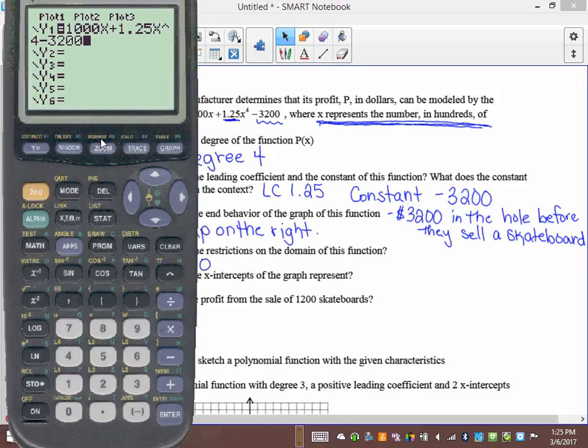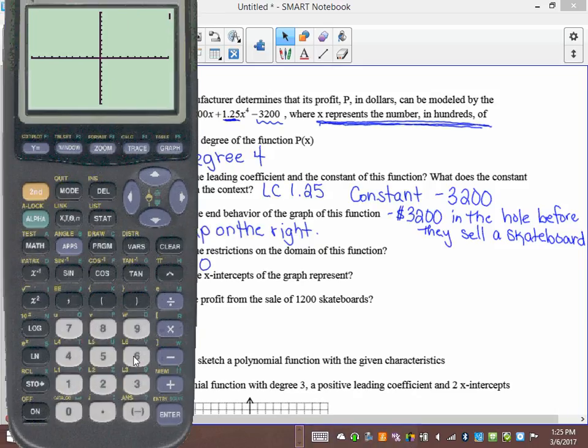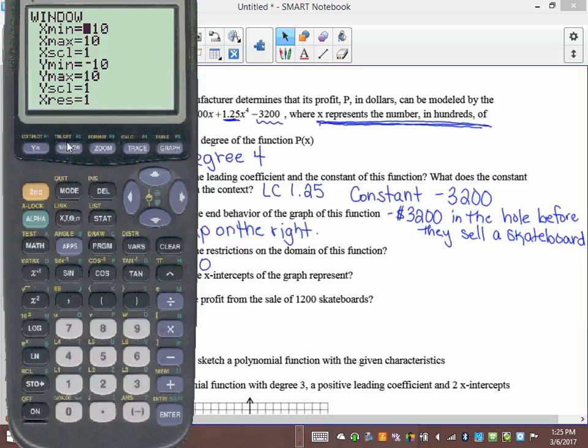So some people will go Zoom 6. Zoom 6 is just your standard 10-10 window. And then they get angry because they're like, I see a line. That's fantastic. Remember, this thing has a y-intercept of negative 3,200, right? So my y minimum should be at least negative 3,200. So I'm going to make it negative 3,500 because I want to see where it crosses the y-axis, right?